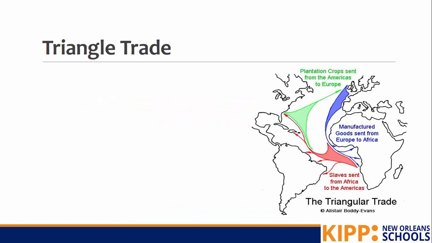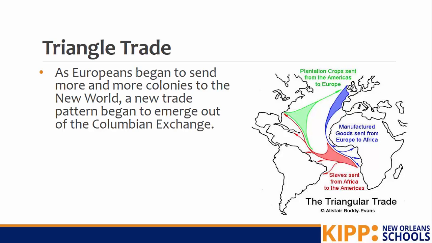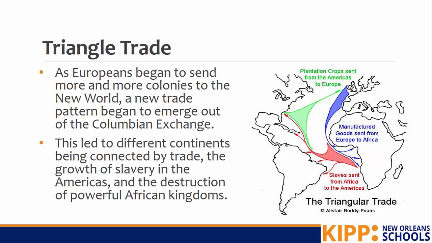So that's Native Americans. Now we're going to jump into the triangle trade. As Europeans began to send more and more colonies to the New World, a new trade pattern began to emerge out of the Columbian Exchange. And this trade pattern is called the triangle trade. It led to different continents being connected by trade, the growth of slavery in the Americas, and the destruction of powerful kingdoms in Africa.